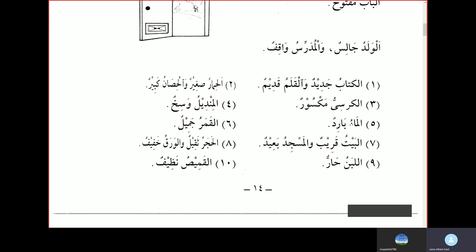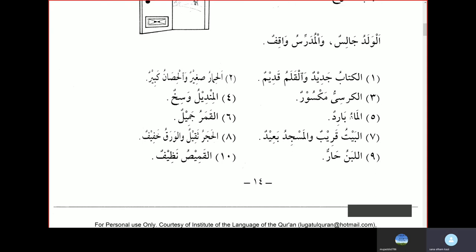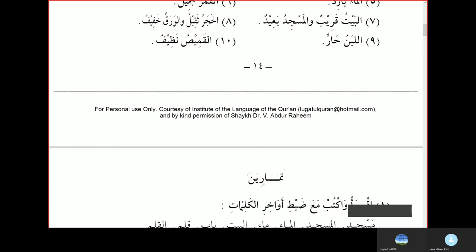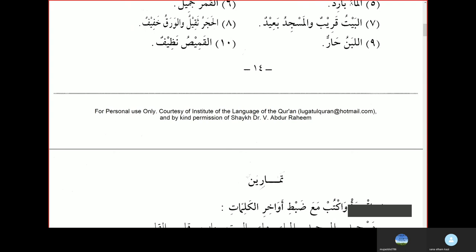Al-kursiyu maksurun, the chair is broken. Al-mindilu wasikhun, the handkerchief is dirty. Al-ma'u baridun, the water is cold. Al-qamaru jamilun, the moon is beautiful. Al-baytu qaribun wal-masjidu ba'idun, the house is near and the masjid is far. Al-hajaru thaqilun wal-waraqu khafifun. The stone is heavy and the paper is light. Al-labnu harrun, the milk is hot. Al-qamisu nazifun, the shirt is clean.